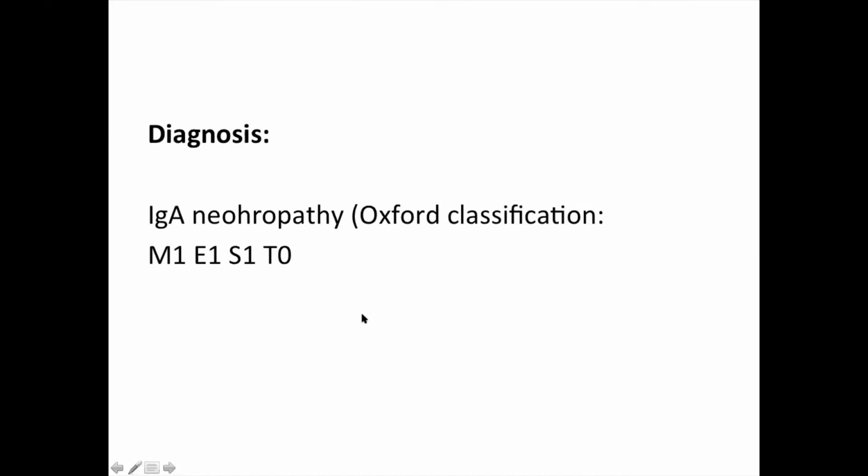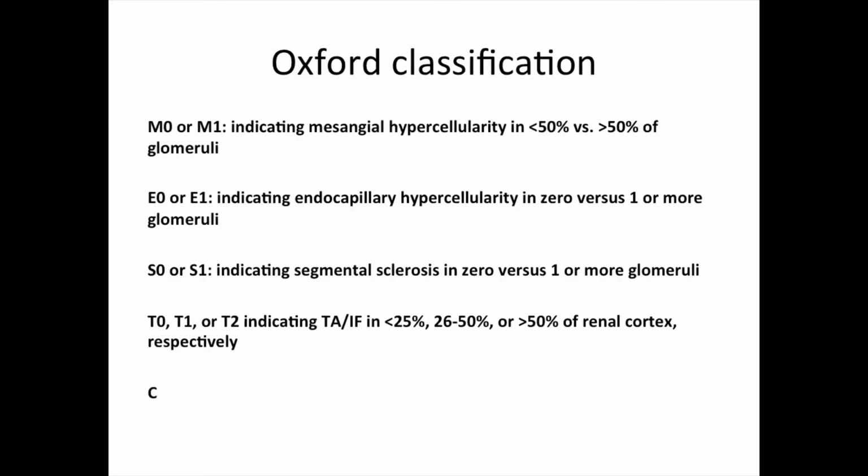ضافوا عليها بعد الكريسنس فتكون MEST وبعدين C اللي هو يعني C0 C1 C2. All right. So like we said, M0 or M1 indicating mesangial hypercellularity in less than or equal to 50% versus more than 50% of the glomeruli. E0 or E1 اللي هو either it's present or not. So in this case it was present. شفناها in one glomerulus, even one glomerulus is enough. Sclerosis بعد even one glomerulus is enough, S0 is S1.